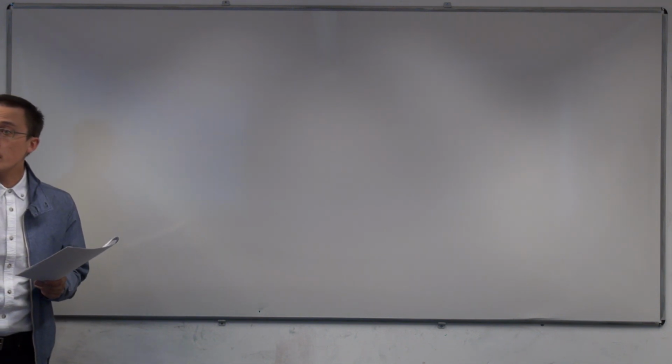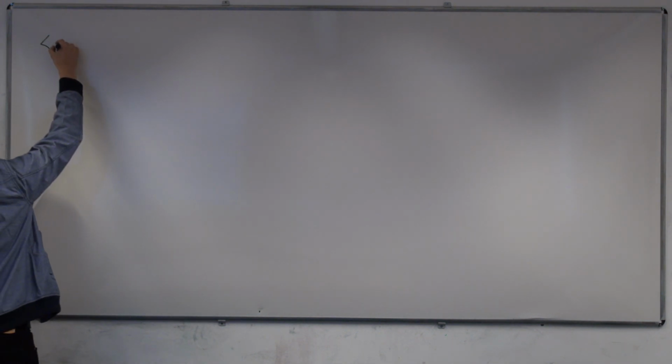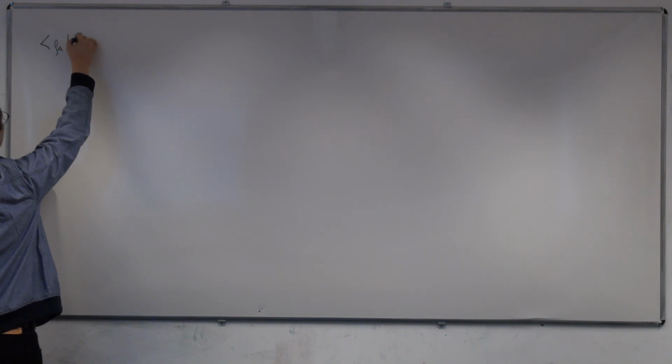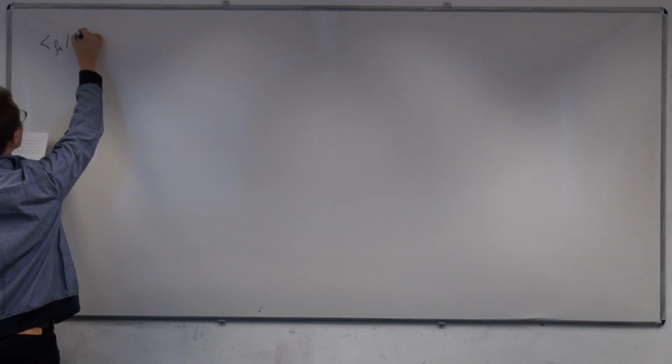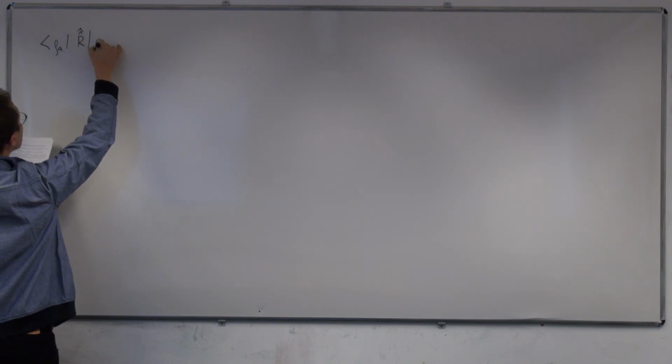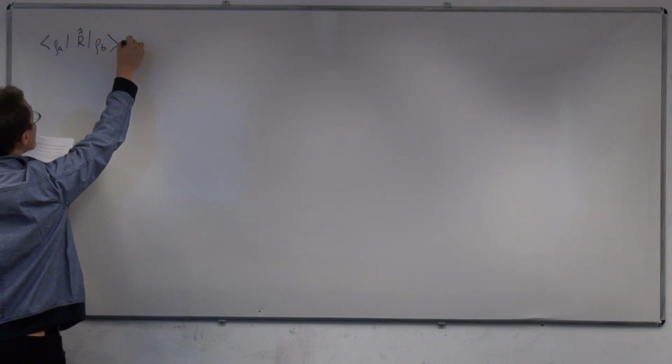Okay, what's left for us to do now is to put the expressions we just derived for correlation functions into Redfield theory and take a look at how they fit. Let's say we are looking to calculate a matrix element of the relaxation superoperator from a state rho A through our relaxation superoperator into a state rho B.